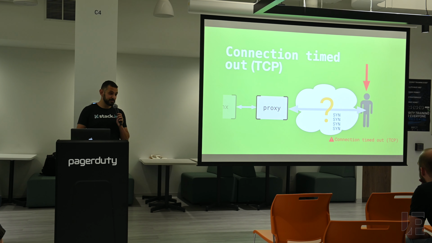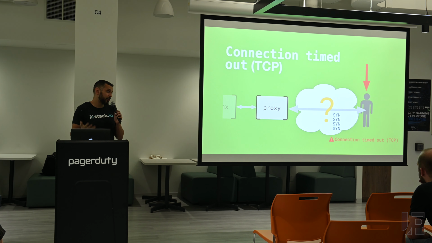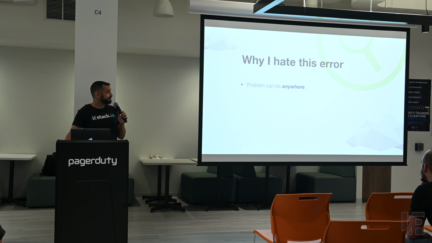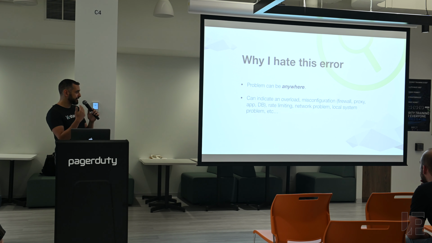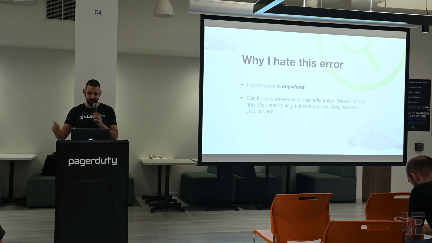It's frustrating because this is basically you trying to call somebody and the phone just keeps ringing endlessly. You don't know if they're home, you don't know what's going on. They may be home and just ignoring you, or they're genuinely not home. I don't like this error. I hate it because the problem can be anywhere, really. It could indicate an overload, misconfiguration of the firewall, the proxy, the app, the DB, rate limiting, a network problem, a local system problem, etc., etc.